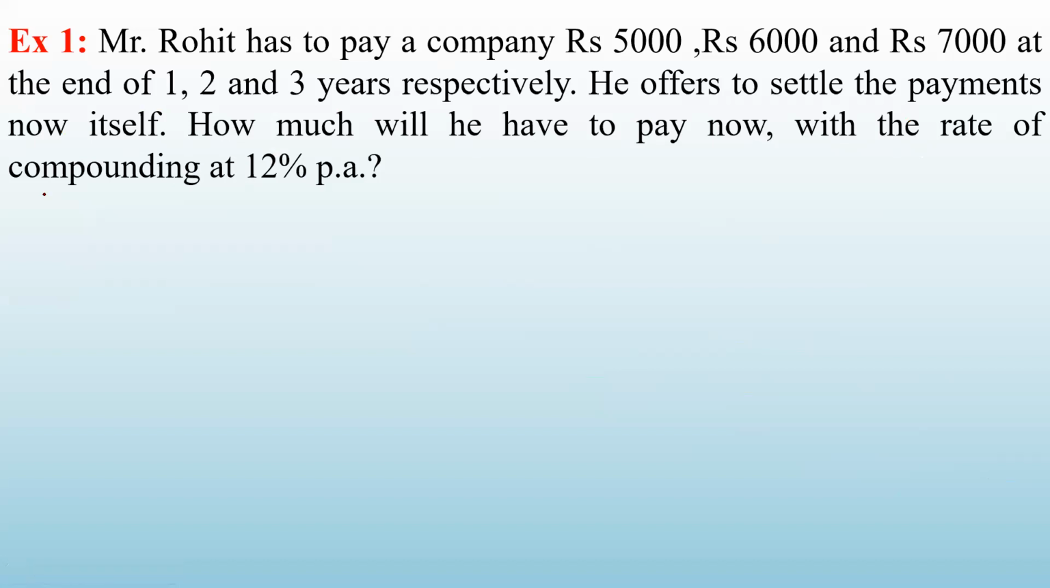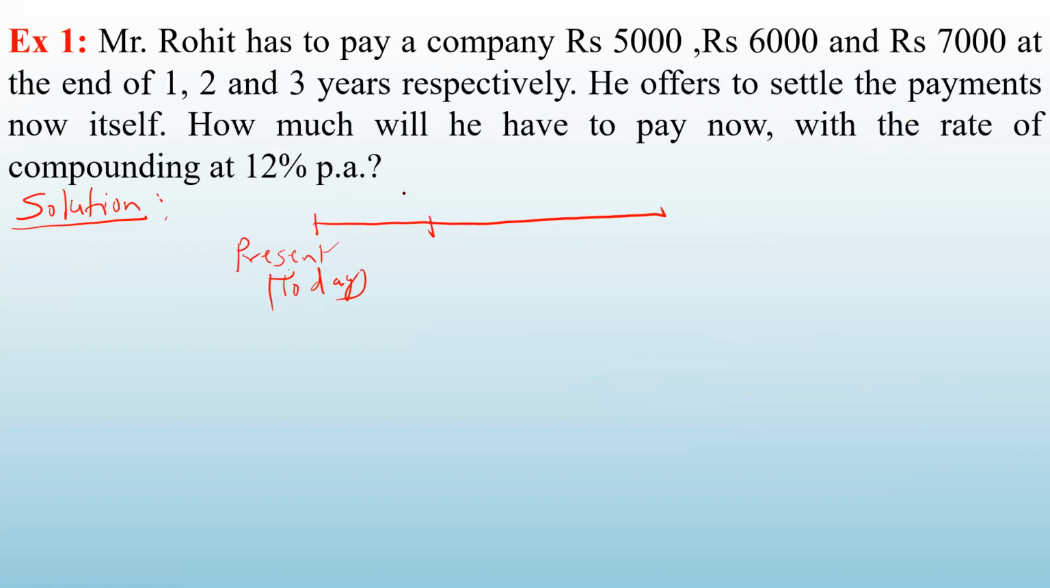Look at what is given to you in this problem. I will try to explain with the help of one diagram. This is the present situation, today. This is where the year starts and this is where the first year ends. Here the second year ends, and this is the third year. First year starts from here, ends here. Then the second year starts and ends here. And then the third year starts and ends here.